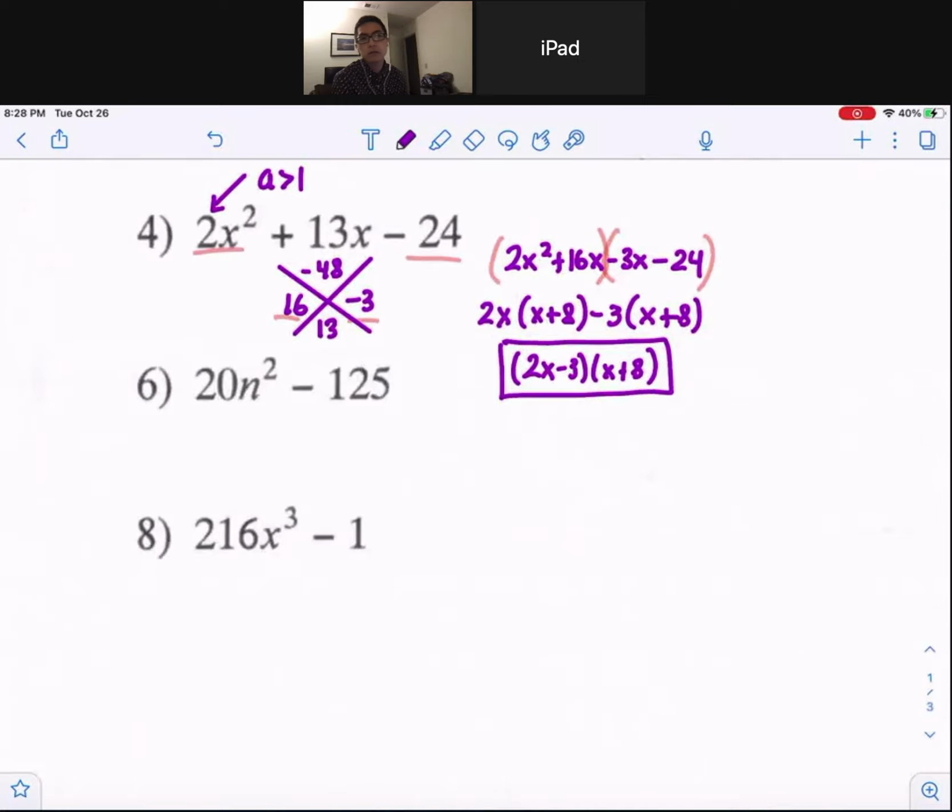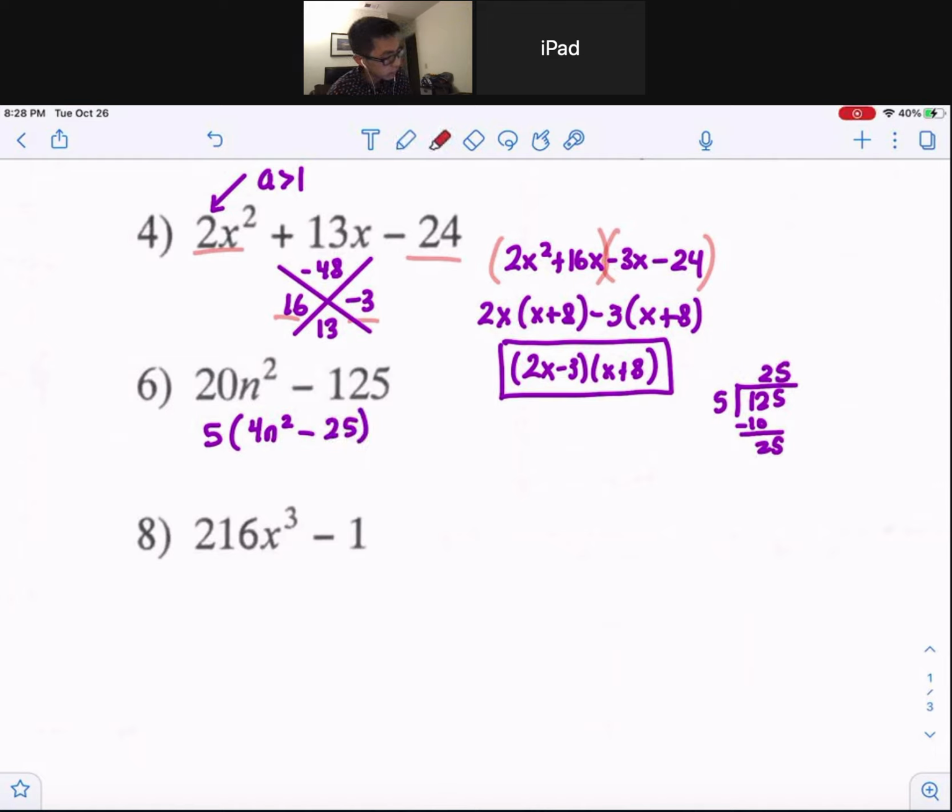Number 6. Something you should notice, you can divide both of them by 5. So factor out a 5. 20 divided by 5 is 4n. Now, if you don't know what 125 divided by 5 is, 5 goes into 12 2 times, and 5 goes into 25 5 times.